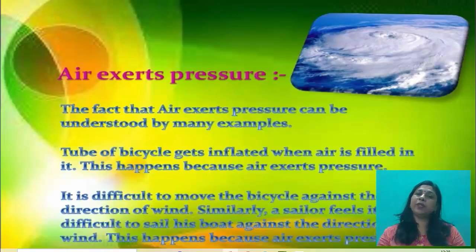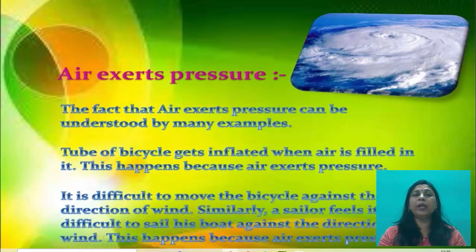Now air exerts pressure. It can be understood by these examples. Tube of bicycle gets inflated when air is filled in it. This happens because air exerts pressure. It is difficult to move the bicycle against the direction of wind. Similarly, a sailor feels it difficult to sail his boat against the direction of wind, and this all happens because air exerts pressure. And you must have seen that when you blow air into a balloon, it keeps filling, and a time comes that it bursts.